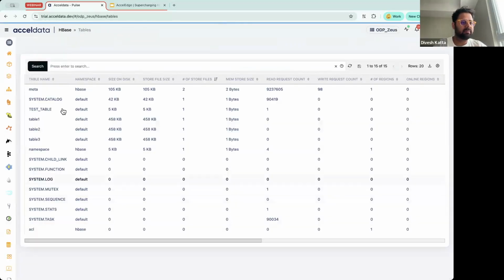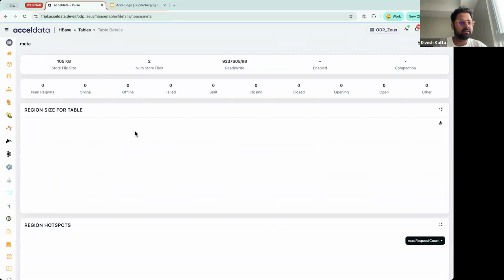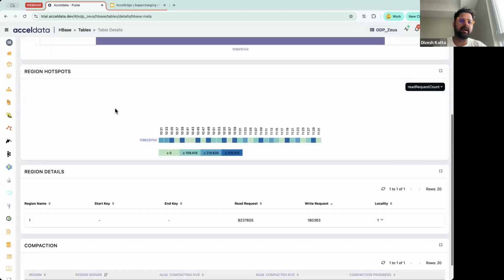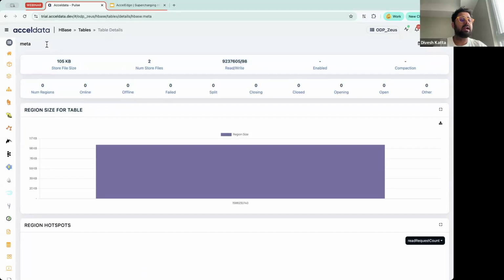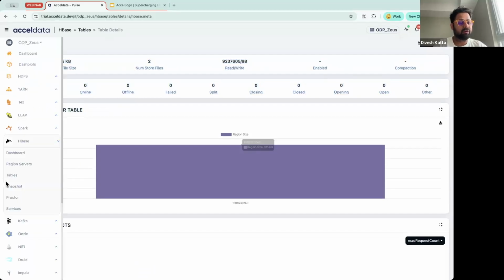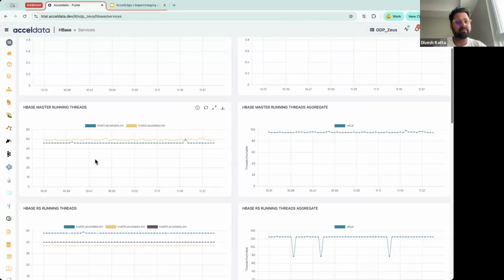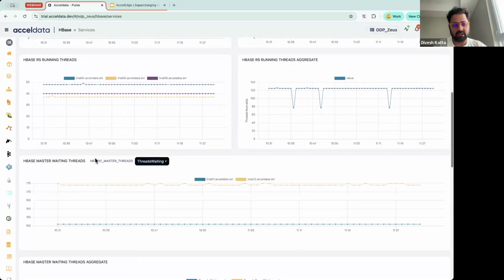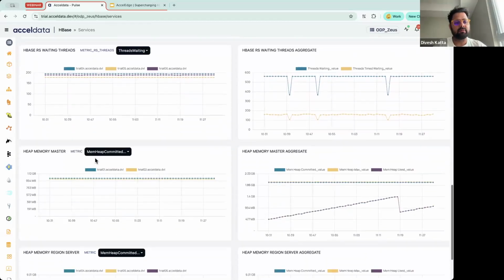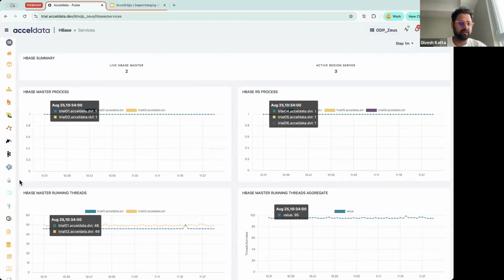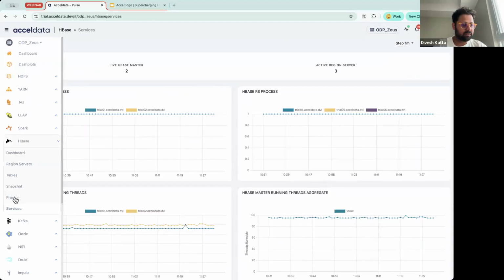If I go to a specific table and start reading the details of that, we can find all the minute details, which we can use to understand the patterns and the long-term usage, and those metrics can be used to optimize our system much better. Similarly, we can also monitor the service performance as well, like HBase master and the region servers, and we can use them to tune the system further. That is it for the demo.